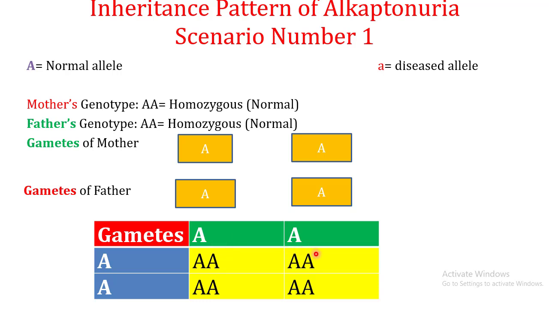So all of the boxes in this particular part are going to represent normal offspring. If you look at the phenotypes of the offspring produced by these parents, the mother with this genotype and the father with this genotype, all of the offspring will be normal and homozygous in nature, and they will carry the normal alleles. Both copies of the allele would be normal. So this is the simplest scenario.